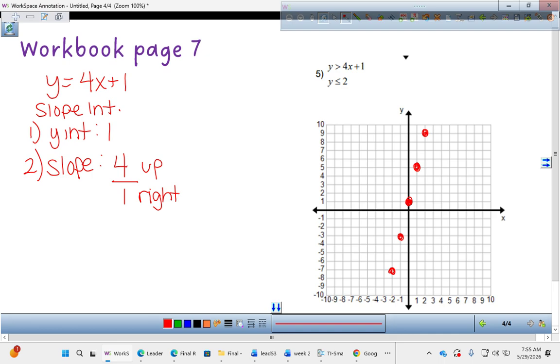Now, before I connect it, there are 2 types of lines in this unit. There's the solid line and the dotted line. Because this inequality right here does not have an equal to, we are going to connect this with a dotted line. So if you did it already and you did a solid, go through and erase pieces of your line.